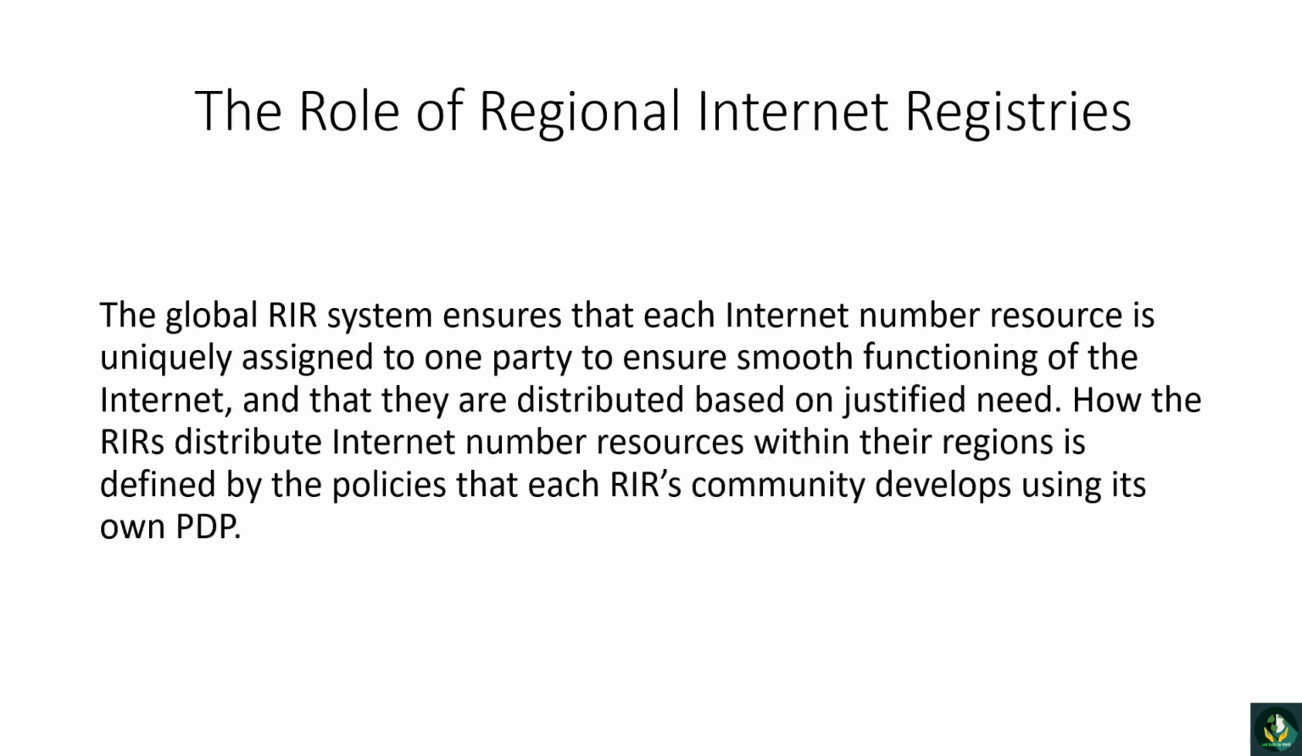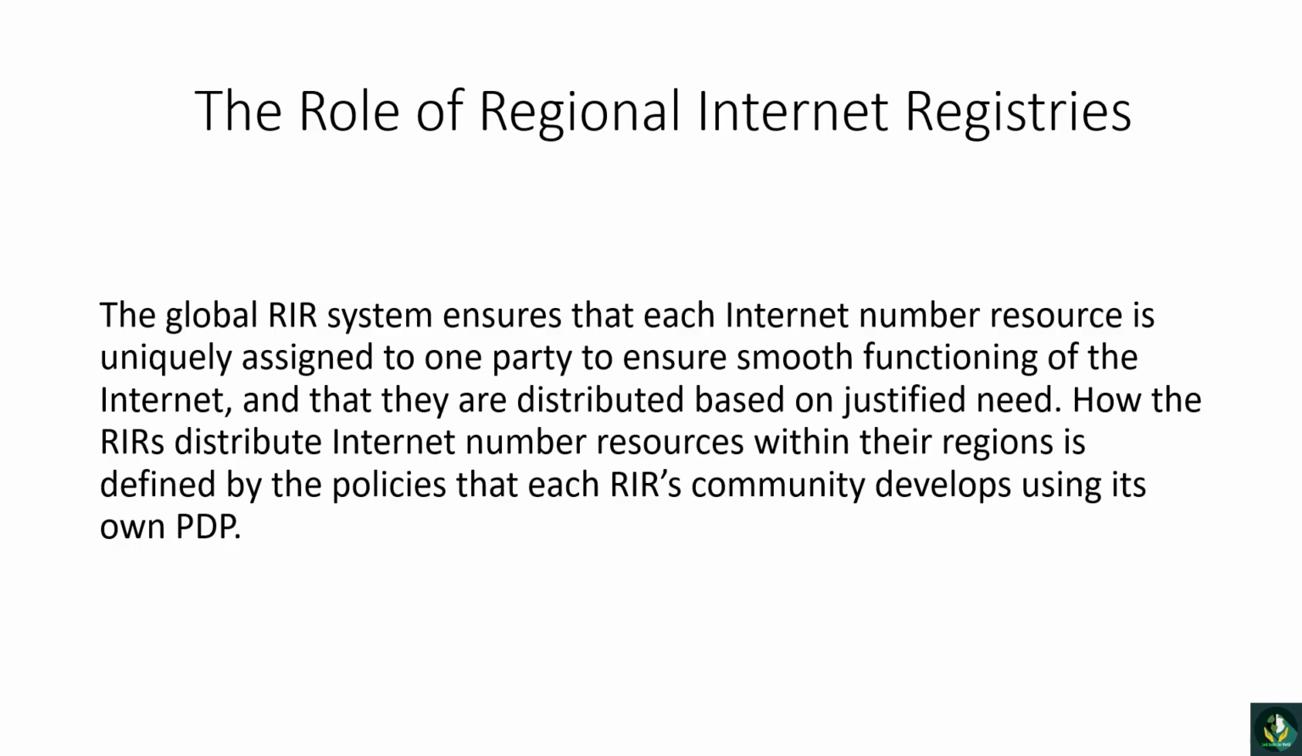Within their respective regions, RIRs provide services to administer, manage, distribute and register internet number resources mainly to their members. The global RIR system ensures that each internet number resource is uniquely assigned to one party, to ensure a smooth function of the internet, and that resources are distributed based on justified need. How each RIR distributes internet number resources within its region is defined by the policies that each RIR's community develops using its own PDP.